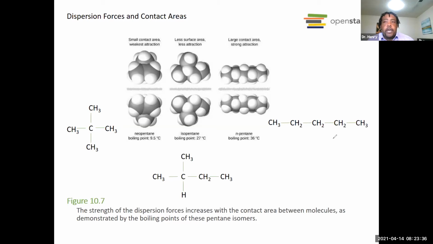Okay, so these are the boiling points. We have a 9.5 degrees Celsius boiling point, we have a 27 degrees Celsius boiling point, and we have a 36 degrees Celsius boiling point, right? So why do you think these guys have different boiling points, even though they have the same chemical formula? What is the distinction between these guys?